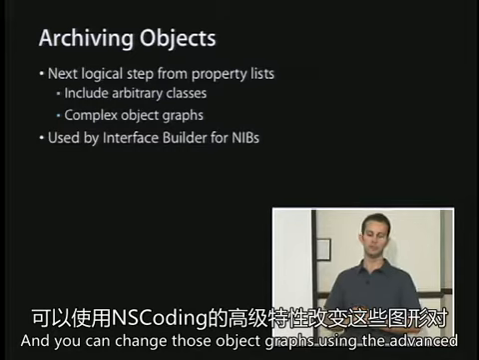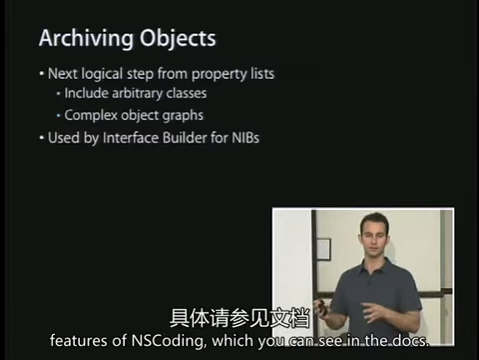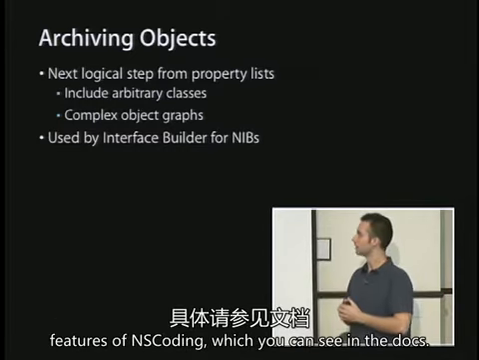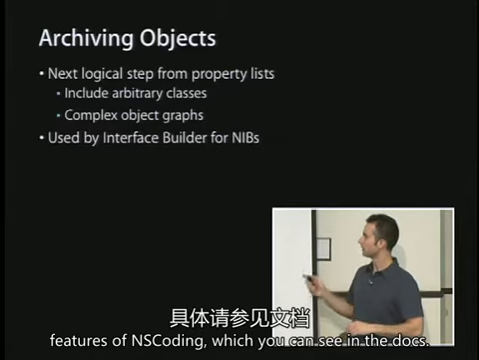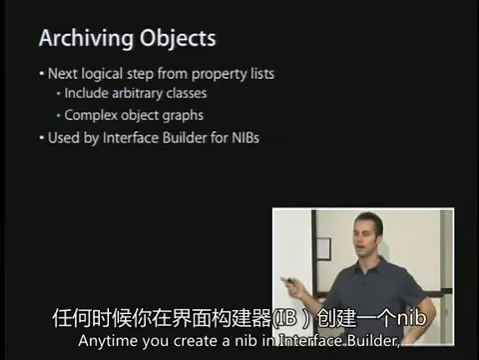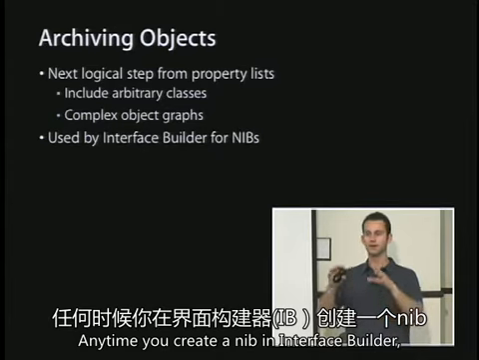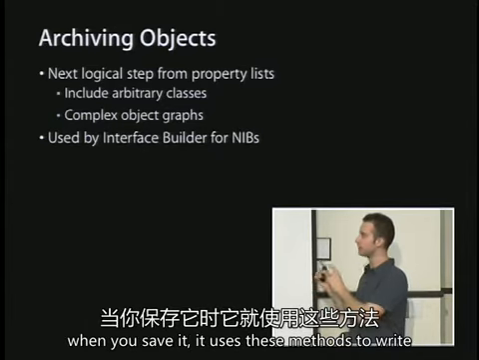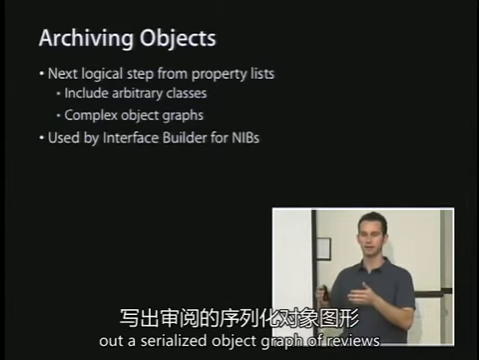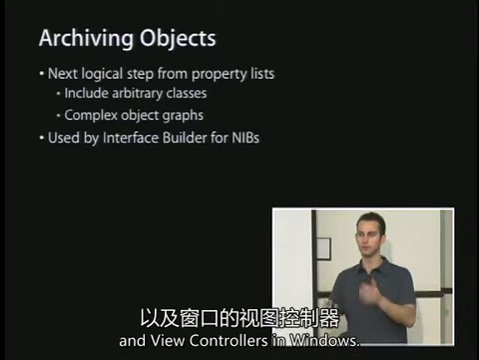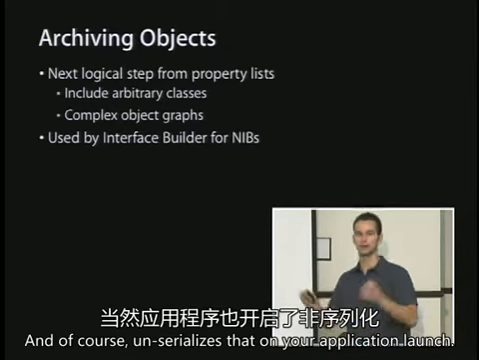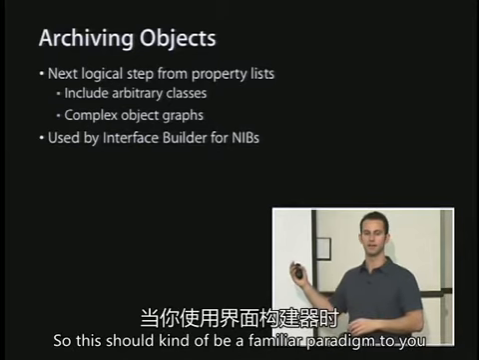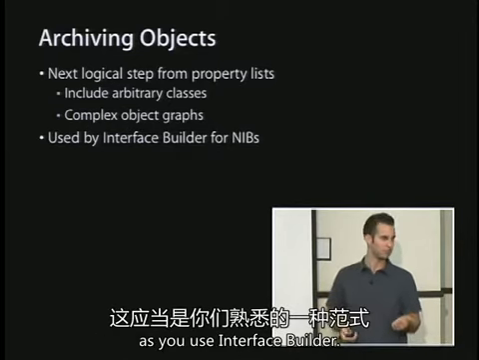And you can change those object graphs using the advanced features of NSCoding, which you can see in the docs. This is how, by the way, nibs work. Anytime you create a nib in Interface Builder, when you save it, it uses these methods to write out a serialized object graph of your views and view controllers in windows. And of course, unserializes that on your application launch. So this should kind of be a familiar paradigm to you as you use Interface Builder.